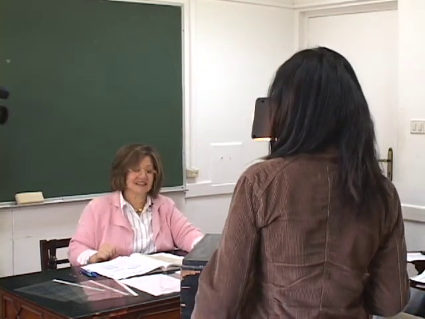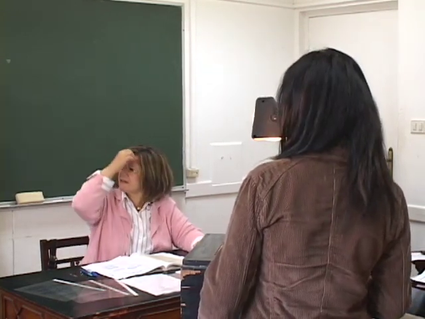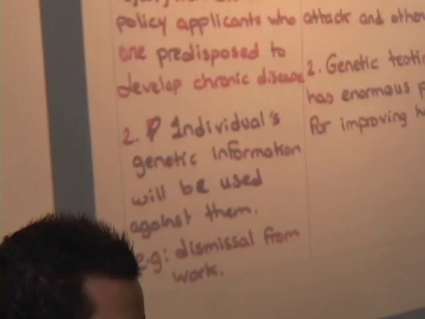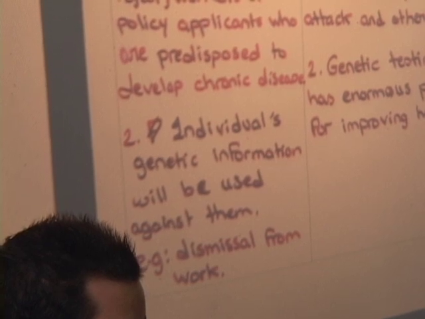Okay, the other step is that individuals' genetic information will be used against them. Example, dismissal from work. Steps forward for science. First, new genetic research may make it possible to identify an individual's lifetime risk of cancer, heart attack, and other diseases. Can you elaborate on this? Why is this a good thing? Why is this a step forward?